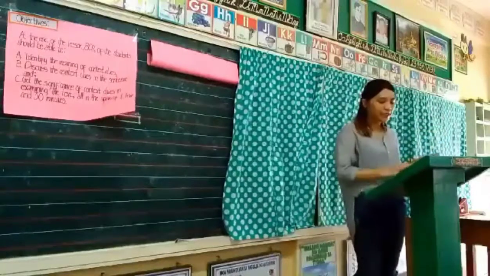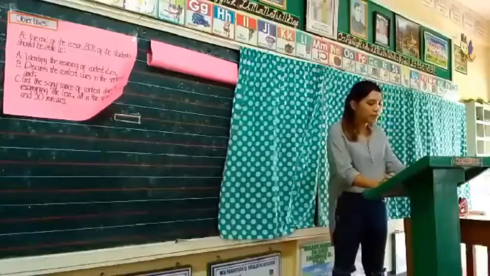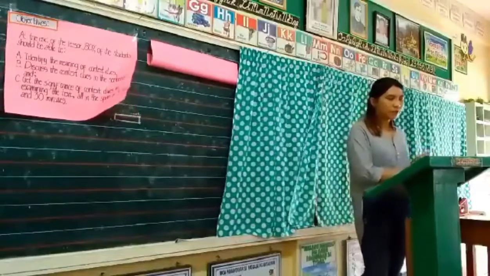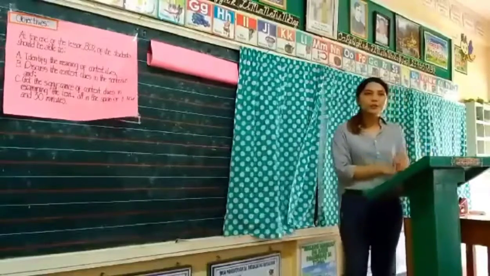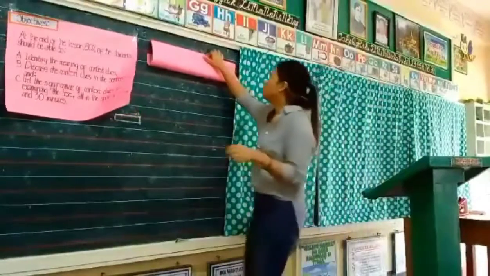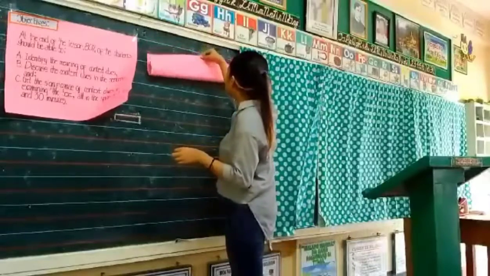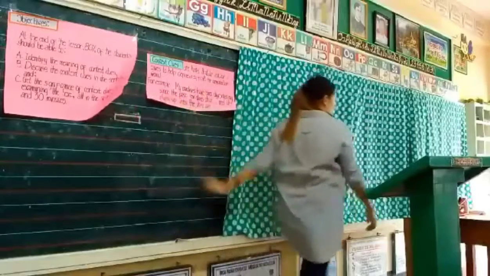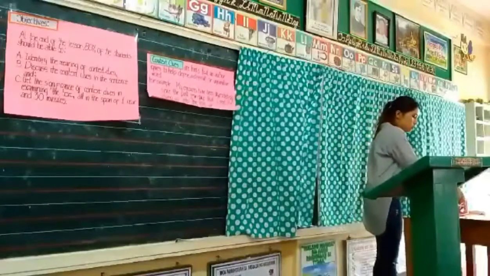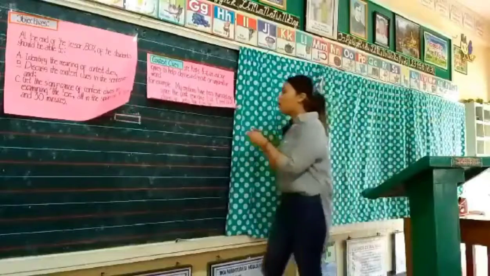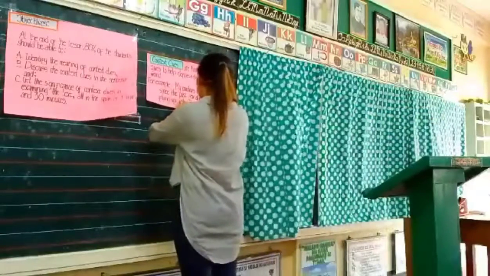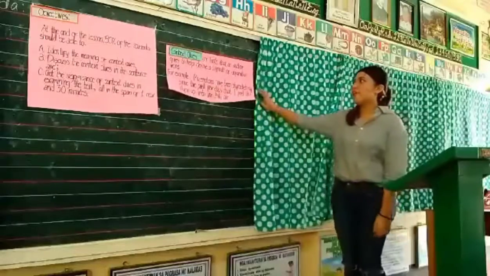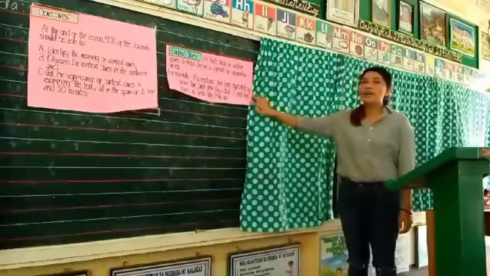So how do you feel about the activity? Do you have an idea about our lesson for today? So in today's discussion, it is all about context clues. For everybody's information, context clues are hints that an author gives to help define a difficult or unfamiliar word.